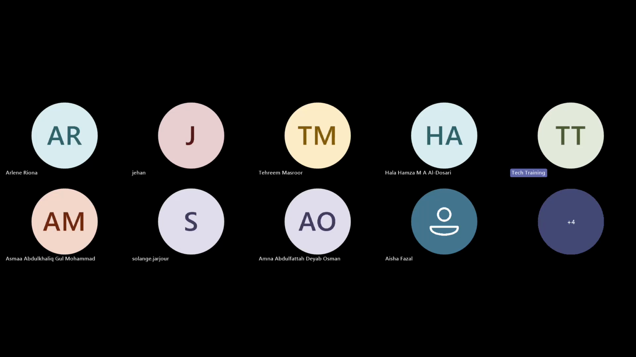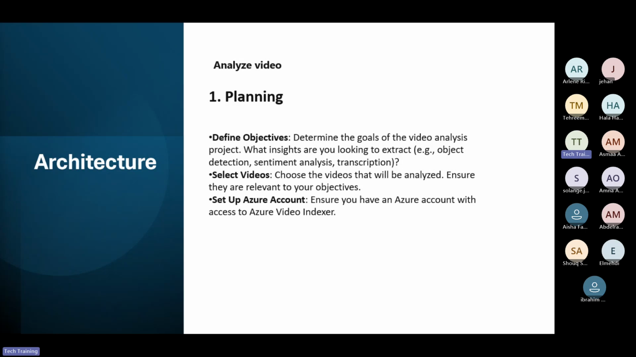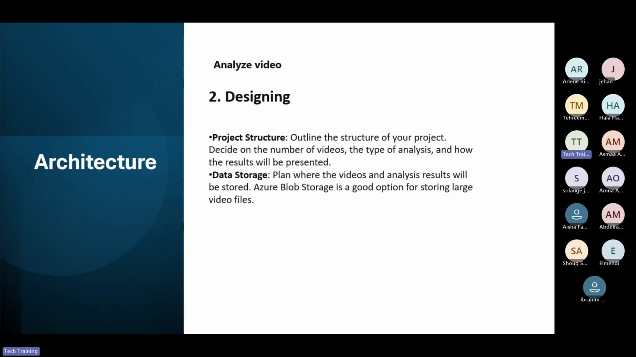Project steps. So step one is the planning. Step two is designing. Now you need to select or outline the structure of your project. Decide on the number of videos you're going to use, the types of analysis, what models you're going to use, and how the results will be presented.